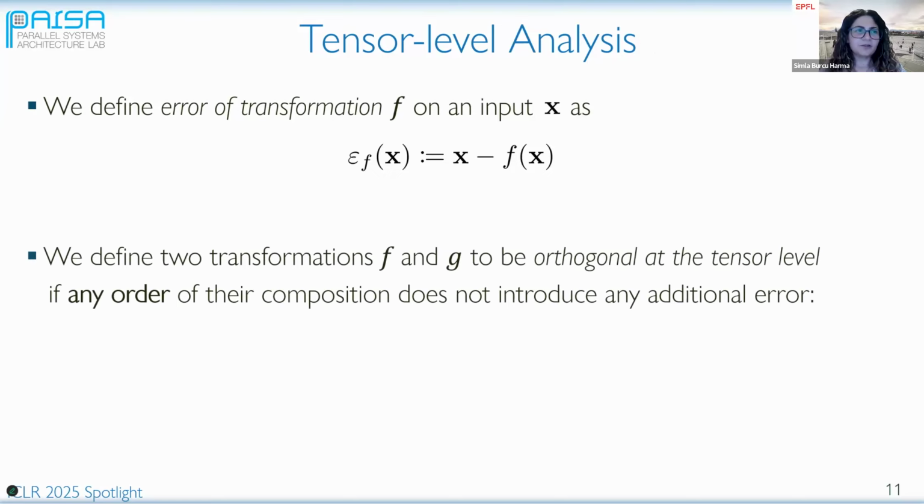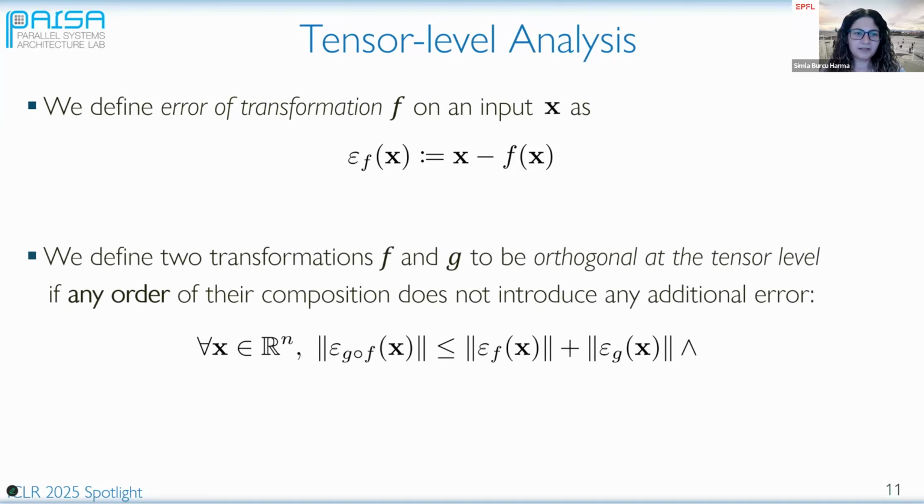So we define two transformations, f and g, to be orthogonal at the tensor level if any order of their composition does not introduce any additional error. So if the error of g of f of x and f of g of x are the same as the sum of their independent errors, then they are orthogonal.